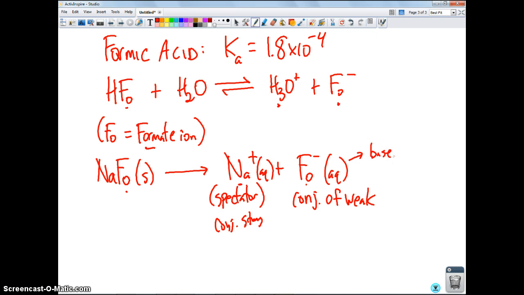So when I put both of these together, let's say that I took 5 molar formic acid, so 5 molar HFO, and 5 molar sodium formate. What do I have in my container? Well, I'm going to have two separate things. I'm going to have the formic acid, and I'm also going to have the formate ion.